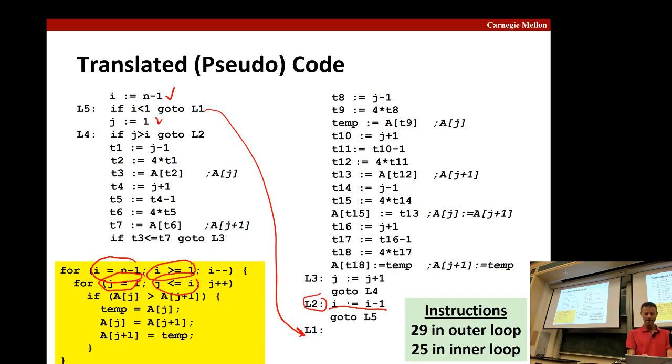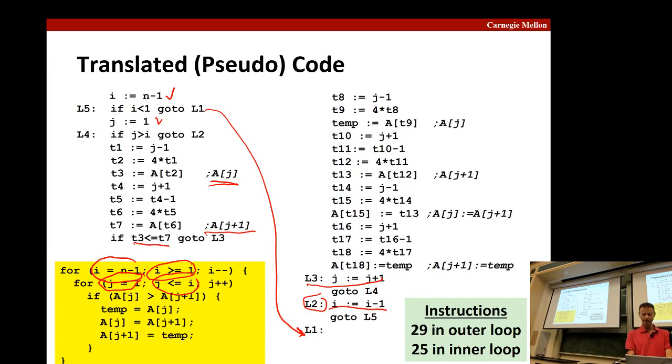Then the rest is setting up the value a sub j by the addressing mode, and a sub j plus 1. And then once you have the values of those two things, you compare them. And if they're in the proper order, then you move on to the next j. Else, you just swap. So this is all the swapping.